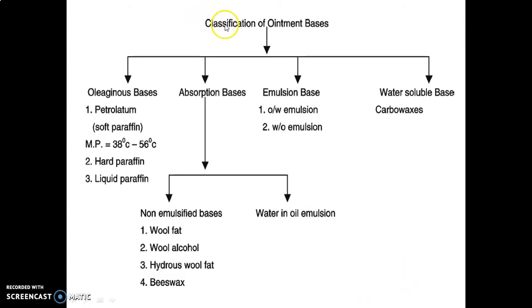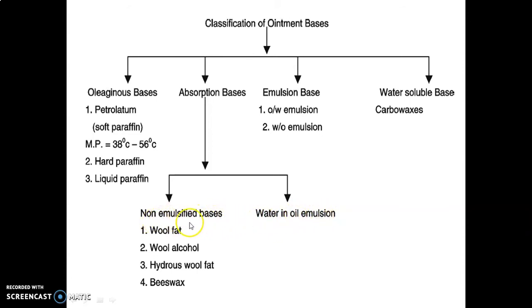Next we will discuss the classification of ointment bases. There are a total of 4 main classes: oleaginous base, absorption base, emulsion base and water soluble base. In oleaginous base, the first type is petrolatum, that is soft paraffin, which has a melting point of 38 degrees Celsius to 56 degrees Celsius. Second is hard paraffin, and third is liquid paraffin. Absorption bases are again classified into two types: non-emulsified bases, and water in oil emulsion, that is W/O emulsion, in which water is the internal phase while oil acts as the external phase.